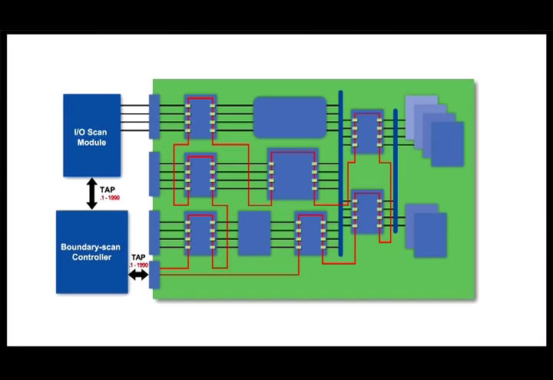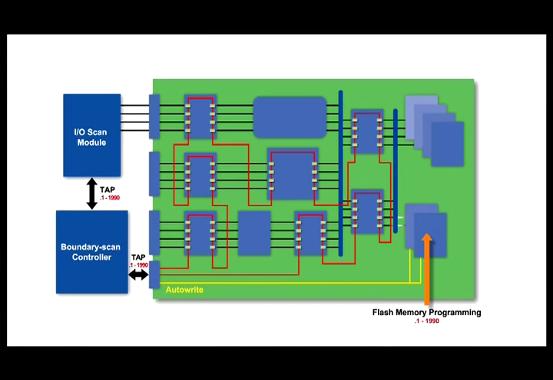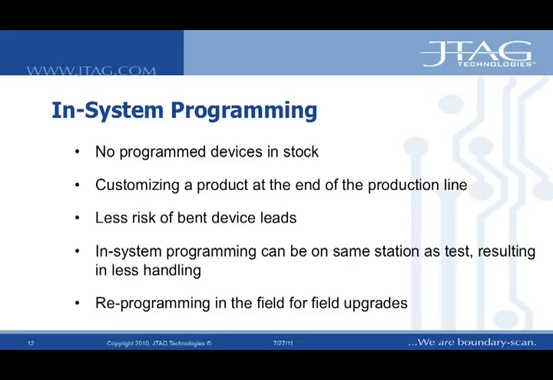A second application of the standard is in-system programming, used to configure flash memories as well as programmable logic devices after these have been mounted on a printed circuit board. In-system programming offers the following advantages. No programmed devices in stock, resulting in simpler logistics for these parts. Customizing the product at the end of the production line. Less risk of bent leads. And in-system programming can be on the same station as test, resulting in less handling. Also, reprogramming in the field for field upgrades is easily possible.